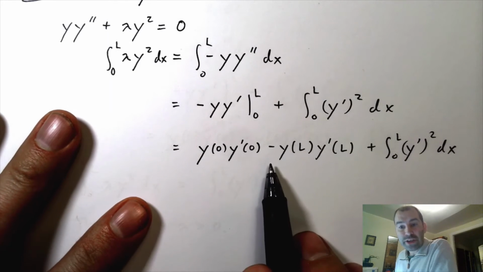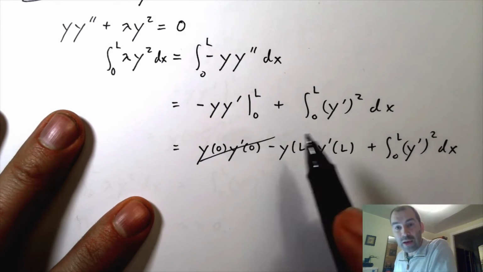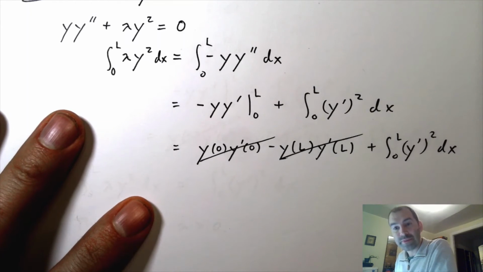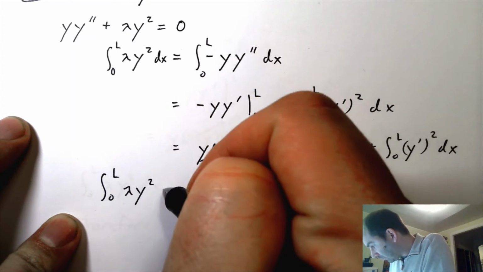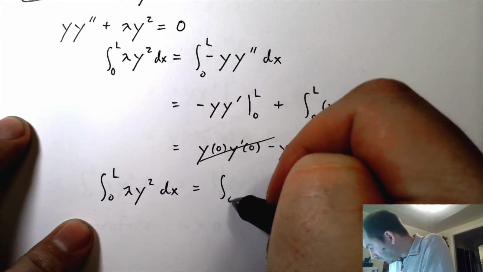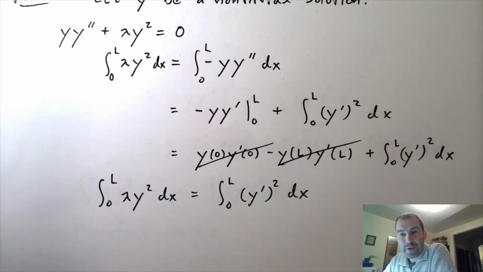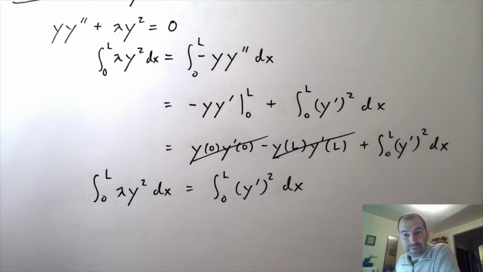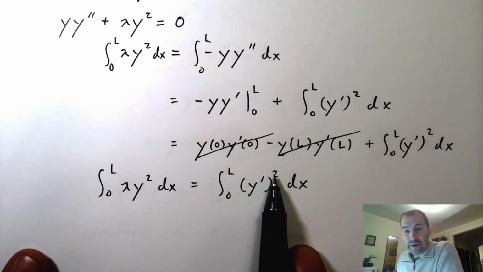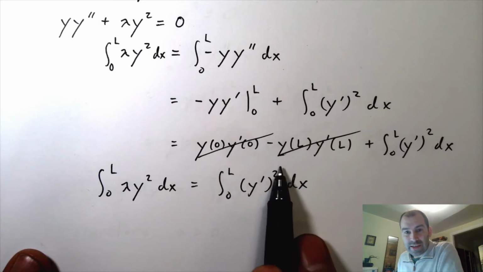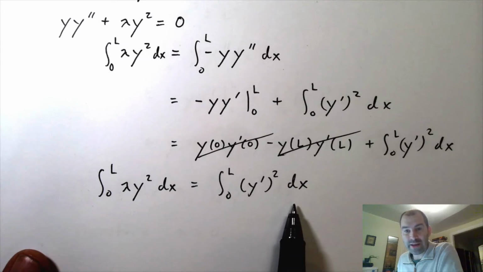Now, what are our boundary conditions? Our boundary conditions say that y of 0 is equal to 0, so that piece is gone, and y of L is equal to 0, so that piece is gone. So really, we've reduced this to the following. Okay? Now let's think about this. The right-hand side is the integral of something squared. So that means that this in here is always non-negative, so the integral is non-negative. The right-hand side is non-negative.